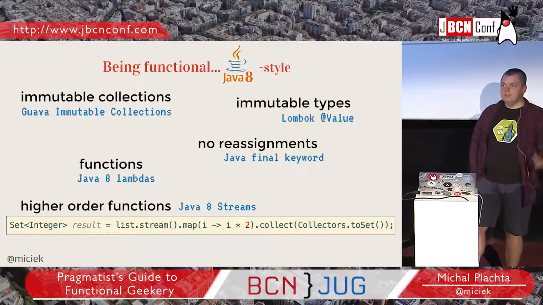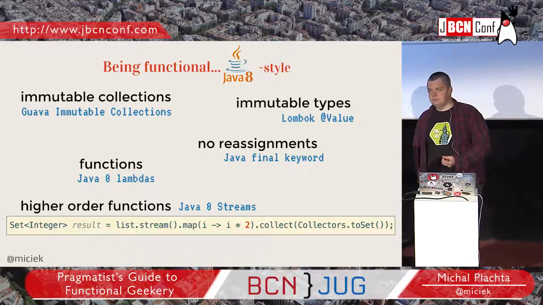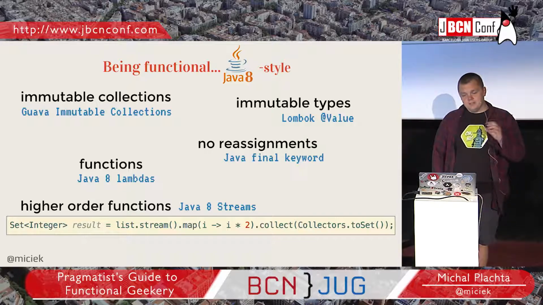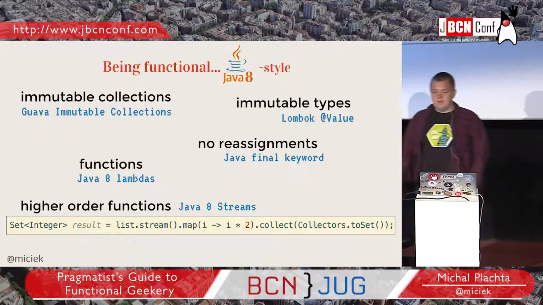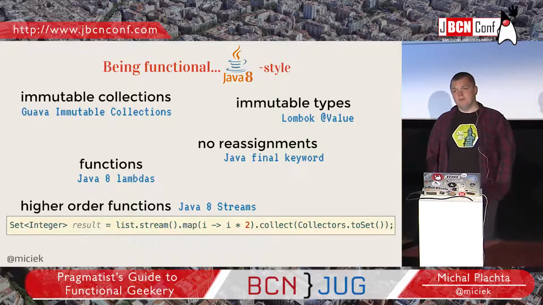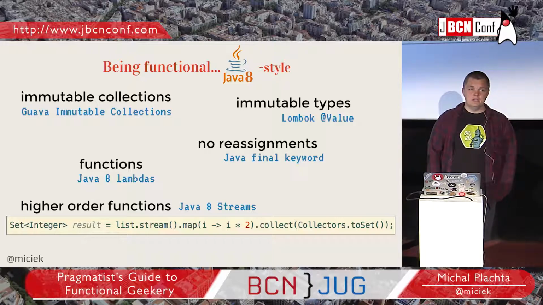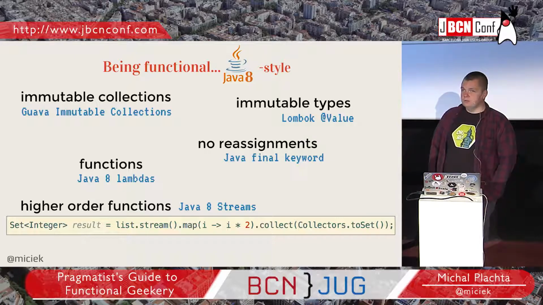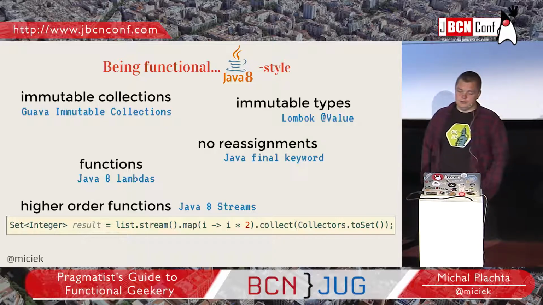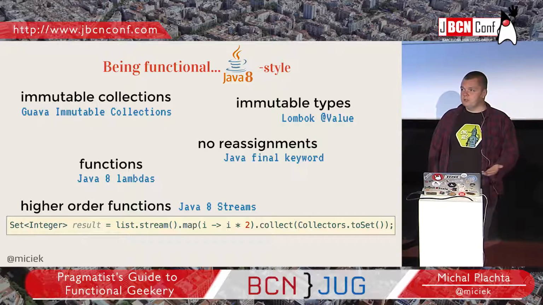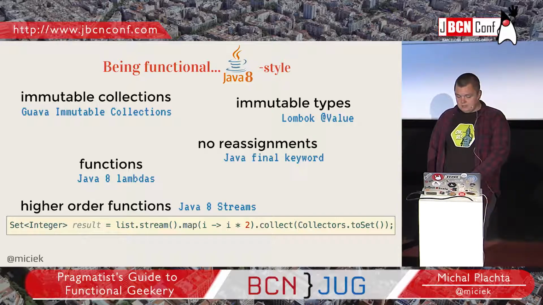Yes, lambdas helped a lot to bring functions as first-class citizens to Java, and streams are a higher-order function API, but they are a little bit verbose, but it's still a big step forward. However, the main problem is that the rest of the APIs haven't really changed. So we still need to use Guava or something like that in order to have immutable collections. And of course, we still need to use Lombok and things like that in order to create immutable types. So streams are nice additions, lambdas bring functions to the language, but the rest of the APIs haven't changed.